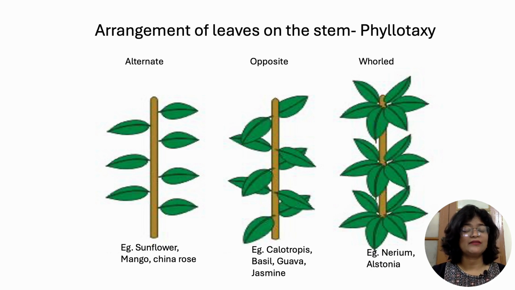Opposite is when there are two leaves arising from the same node opposite to each other. Example, calotropis, basil, guava and jasmine. Whorled arrangement is when there are many leaves arising from the same node. Example, nerium and alstonia.